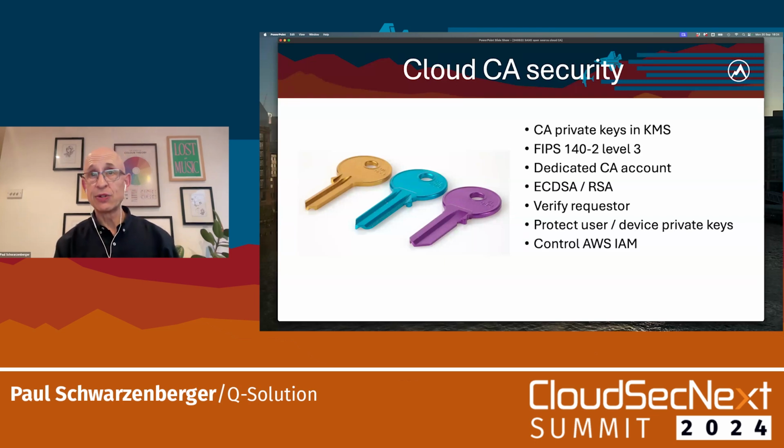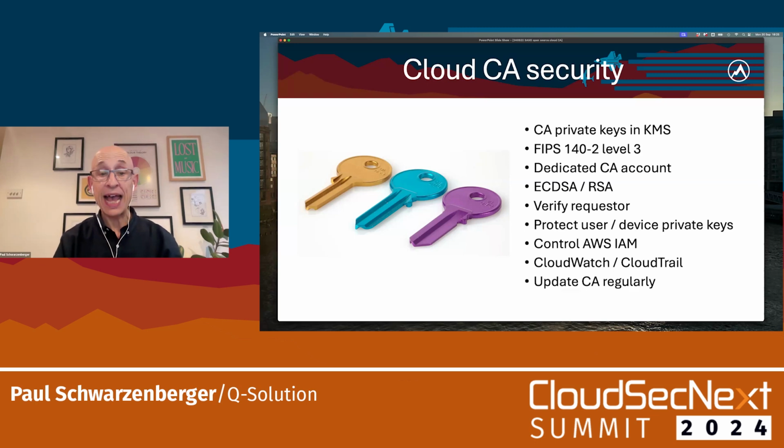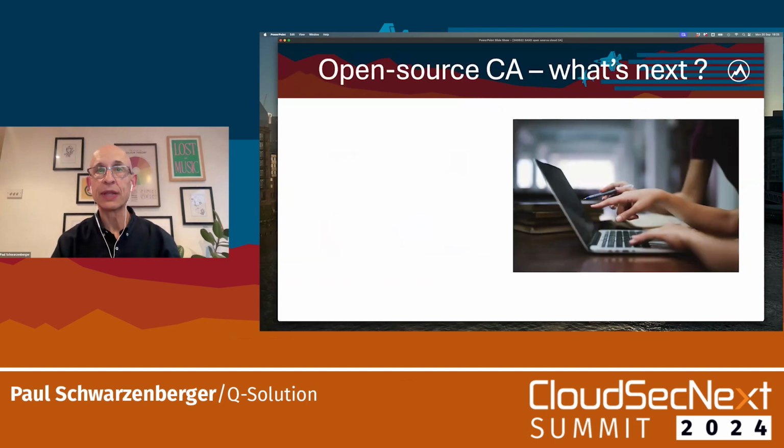It's essential to control AWS IAM permissions and really make these least privilege and be very careful as to who has access to what within your certificate authority account. It's important to monitor and log with CloudWatch and CloudTrail, look for suspicious events, and to update the certificate authority regularly, which is straightforward to do because it's a Terraform provider.